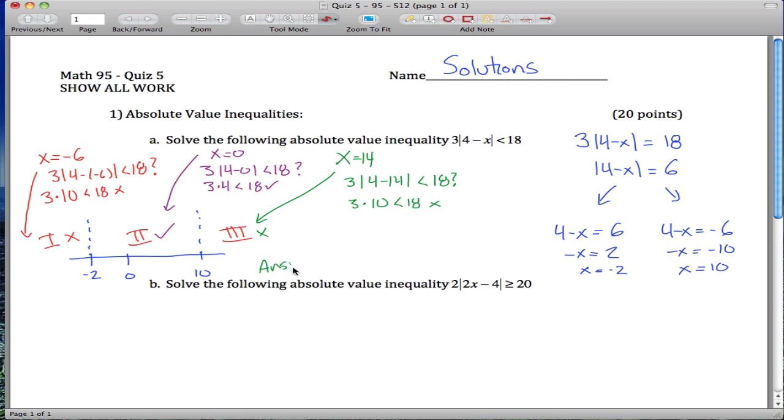So our answer is the only numbers that satisfy are the numbers from negative 2 up to 10. Notice parentheses in both cases because we're less than, not less than or equal to.